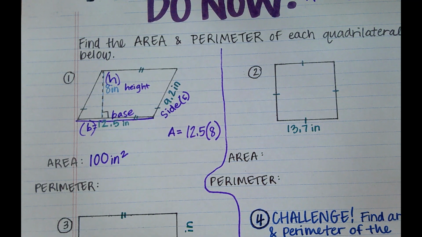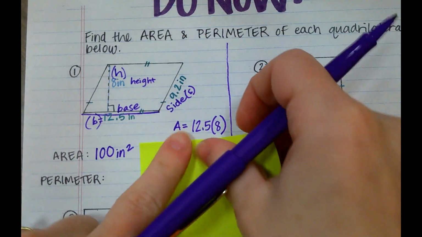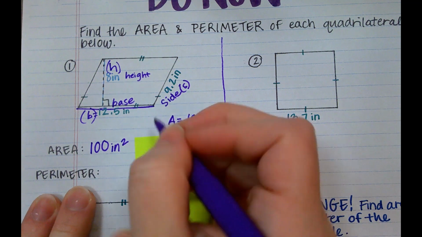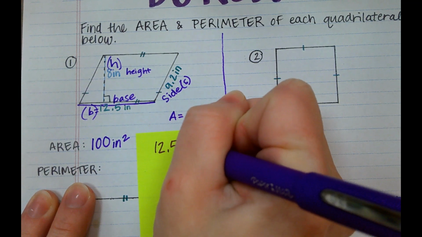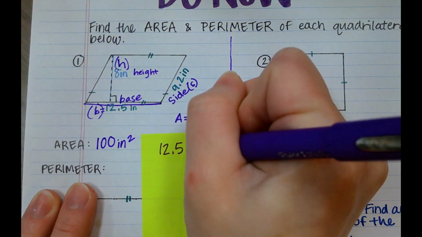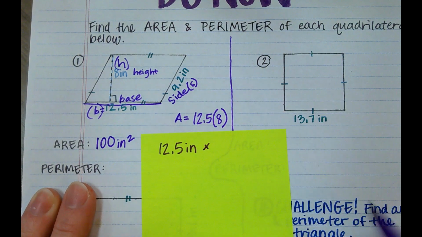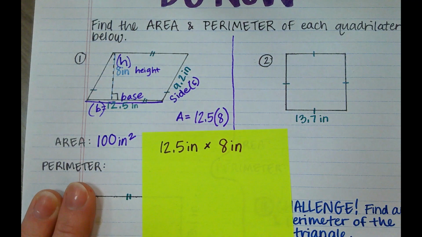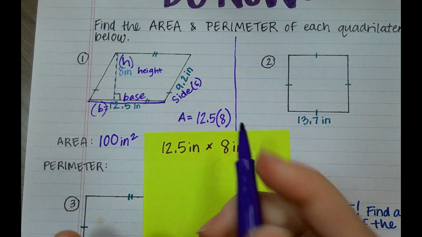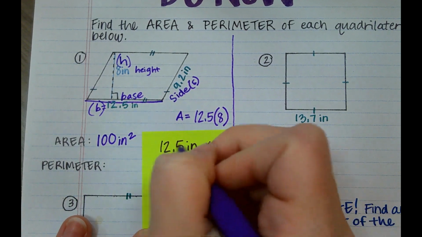Okay, so where did inches squared come from? I will show you, because we actually didn't even talk about this yesterday. What we're doing here is 12.5 inches times 8 inches. So whenever we do our 12.5 times 8, that's where we get our 100.